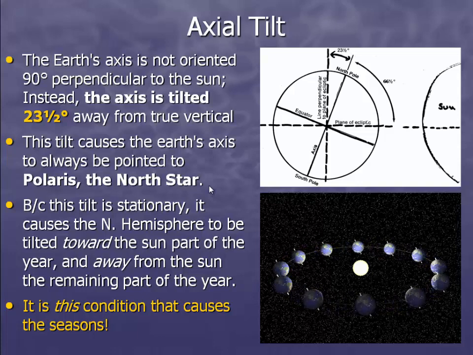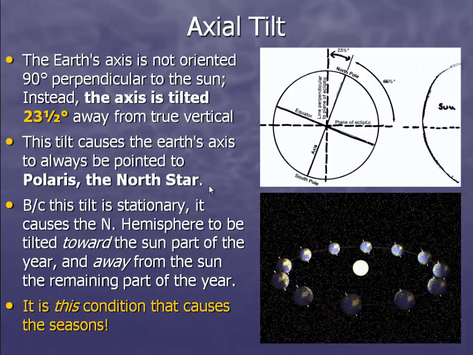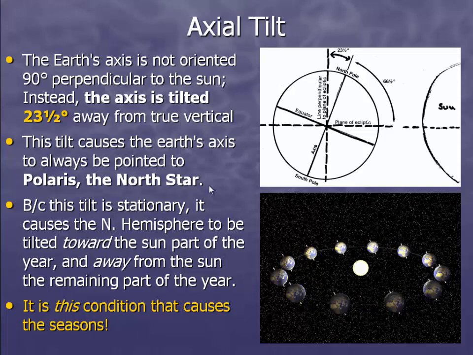Longitude was a little bit more difficult because you had to be able to keep time. In order to figure out your longitude, you have to know the time, and most clocks at that time were pendulum swinging clocks, and you can imagine that a pendulum swinging clock inside of a boat is not going to be very accurate. So they were very good at keeping latitude, not so good at keeping longitude.